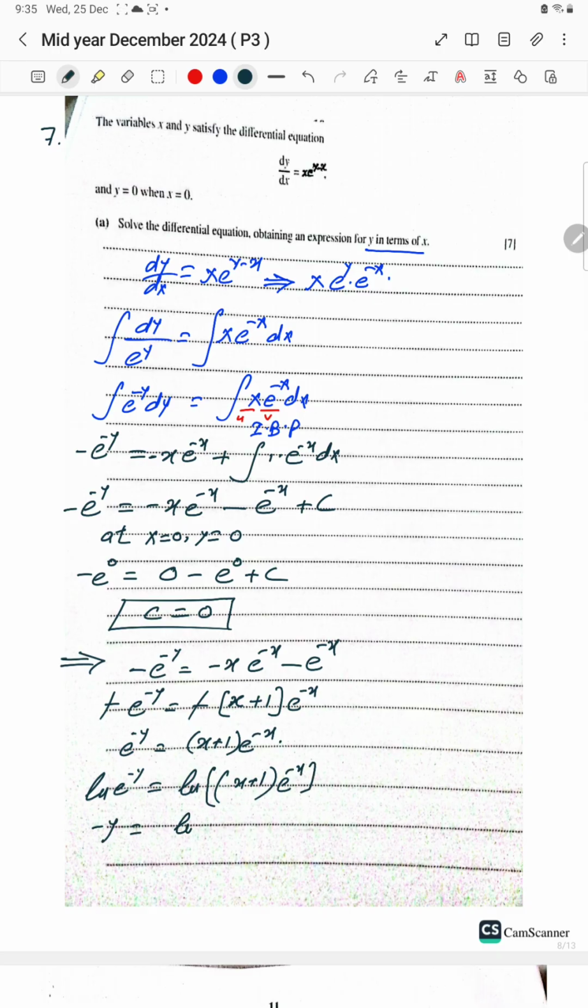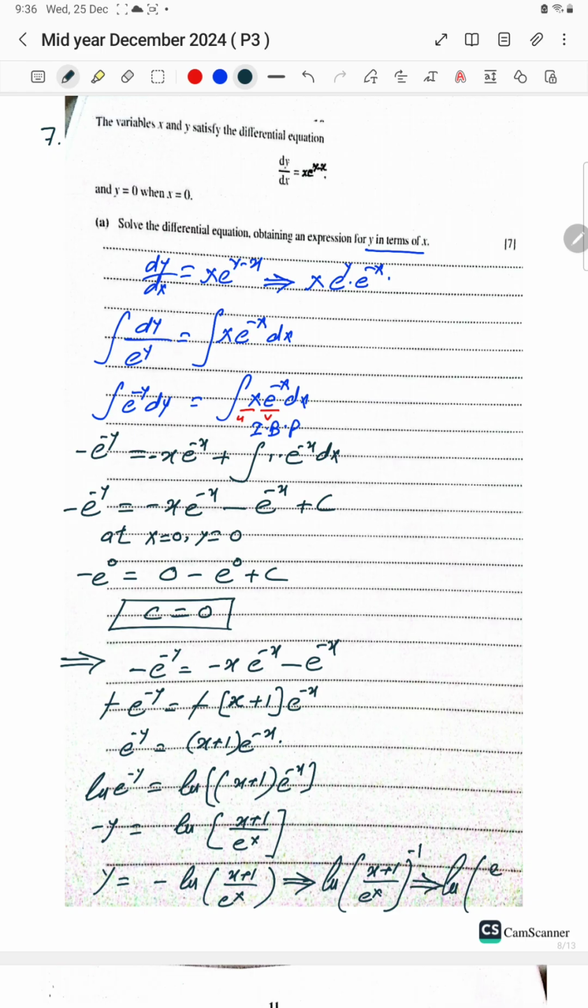Minus y will be natural log of (x plus 1) over e raised to power x, and this minus goes to the other side: minus log of (x plus 1) over e raised to power x. This can be written as log of ((x plus 1) over e raised to power x) whole power minus 1, by the reverse property of log, or we can further write it as natural log of e^x over x plus 1. I hope it is clear. This is the basic formation of the 7 marks question. A part done.